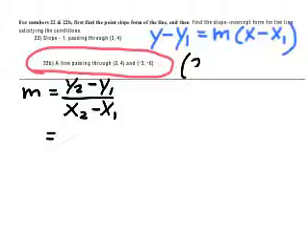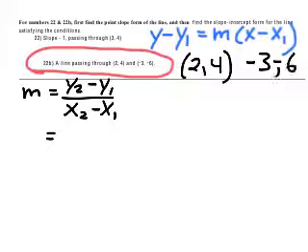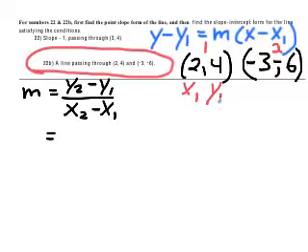Points are (2, 4) and (-3, -6). Again, we'll make this one number 1 and this one number 2, so this would be x1, y1, x2, y2. I always do that because it's so much easier not to lose track.